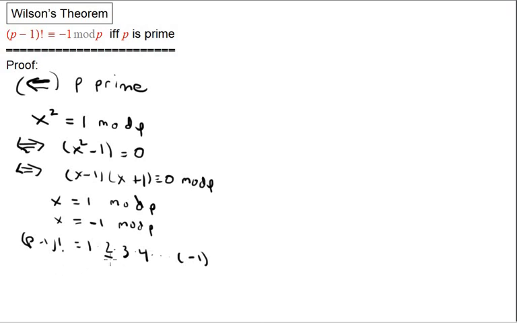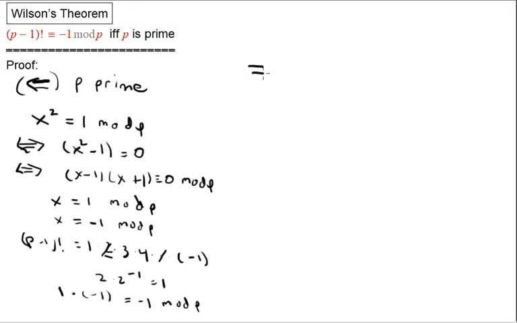So the 2 will cancel with some element somewhere, which is its inverse. So 2 and 2 inverse will give me 1, where 2 inverse is some other element from 3 to P minus 2. So in other words, all the elements will cancel out except 1 and negative 1. And thus we have these equal to negative 1 mod P.